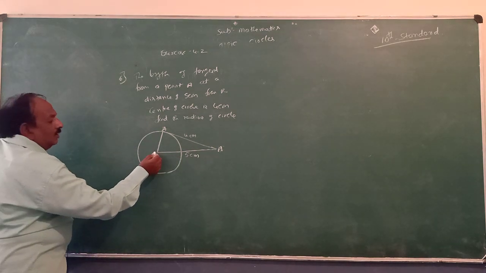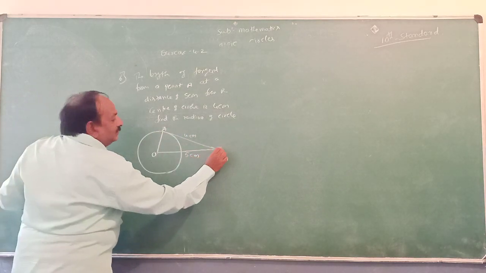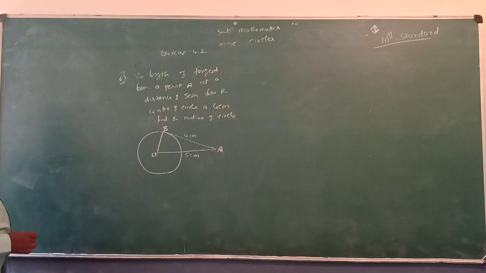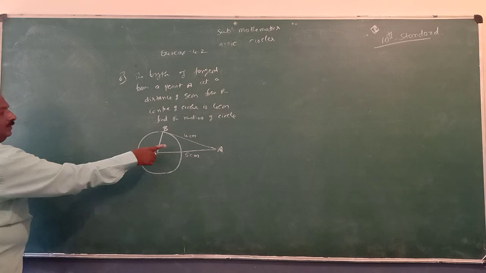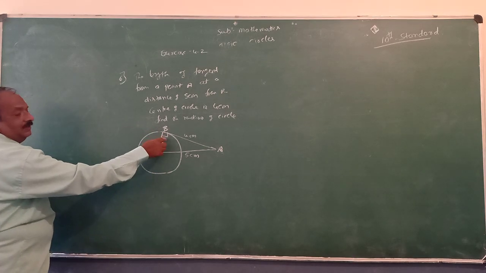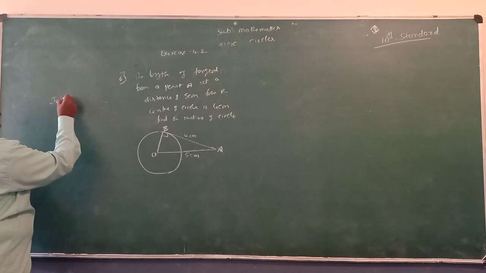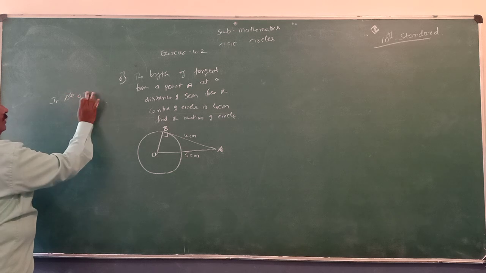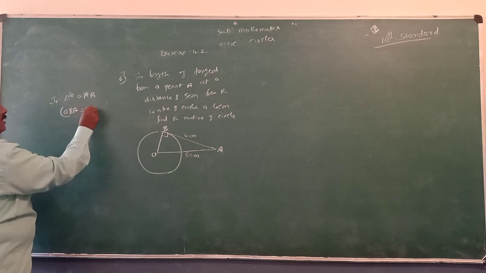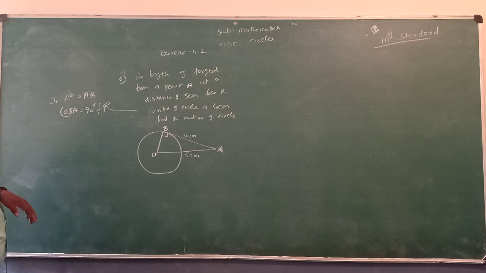Once again, we have OB is the radius, AB is the tangent. You may write any letter. So, AB is the tangent, OB is the radius. What about this angle? Always keep this in your mind. Angle OBA in the triangle OBA is equal to 90 degree because the radius drawn at the point of contact is perpendicular to the tangent.